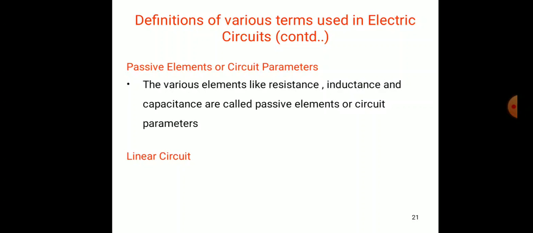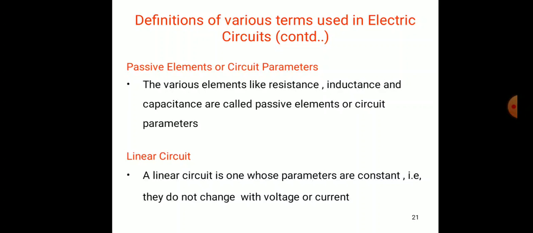The circuit also has different types. Another one is the linear circuit. A linear circuit is one whose parameters are constant. That is, they do not change with voltage or current. The properties or parameters of the circuit do not change whether you are applying the voltage or not.